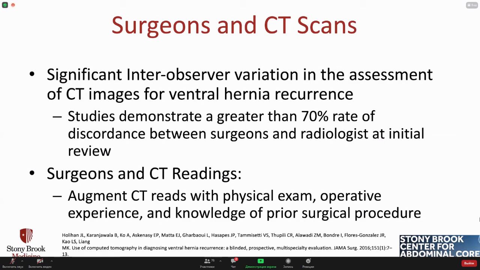So significant, again, and why do we want to stress this? Why do surgeons really want to learn how to read CAT scans and any imaging for that matter, not just CAT scans, even ultrasounds and MRI? Because if you look at the reads between just surgeons and radiologists alone, again, there's a 70% rate of discordance between these individuals, okay?